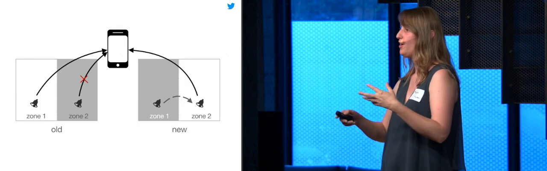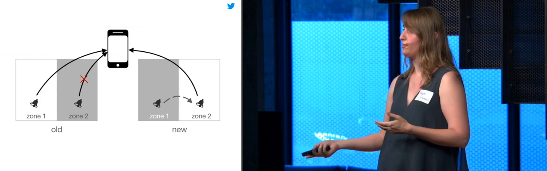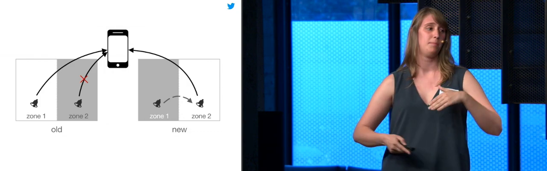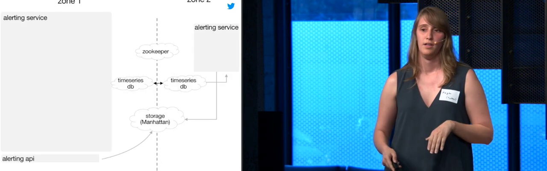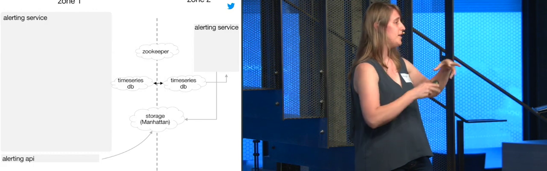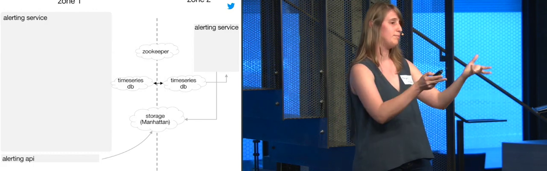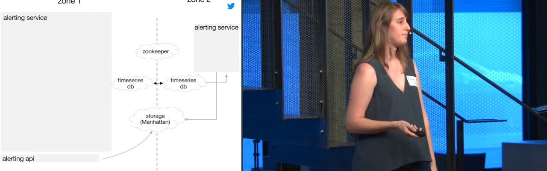And I'm going to share with you our architecture that solved these problems and implemented these solutions. I'm going to kind of build it up. So the alerting service uses Zookeeper for maintaining the state. And again, Manhattan. And then we have our time series database right there.